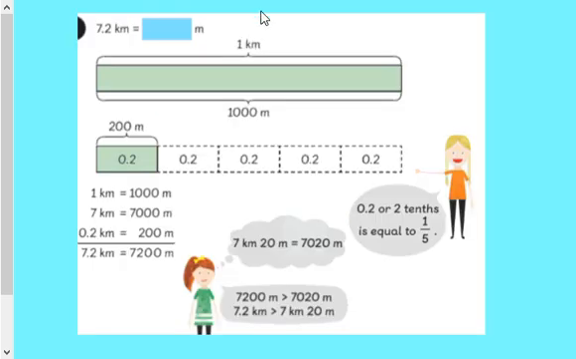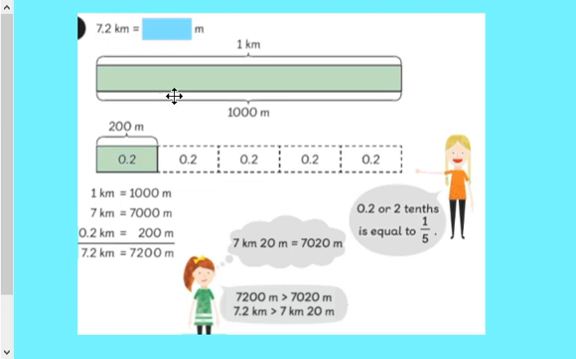So first part of the question up here, it says 7.2 kilometers equals how many meters? Okay, well, we know that 1 kilometer equals 1,000 meters. We talked about that just now. So 7 kilometers will equal 7,000 meters. And you can see that down here. 7 kilometers equals 7,000 meters. But we need to work out what 0.2 of a kilometer is.